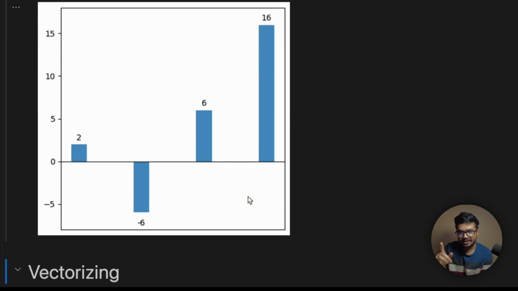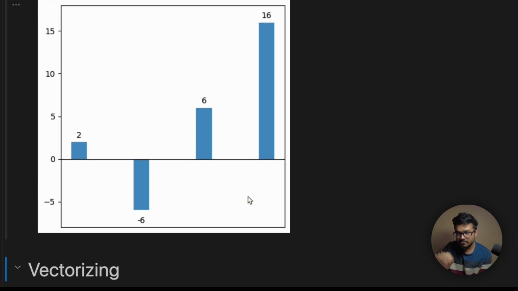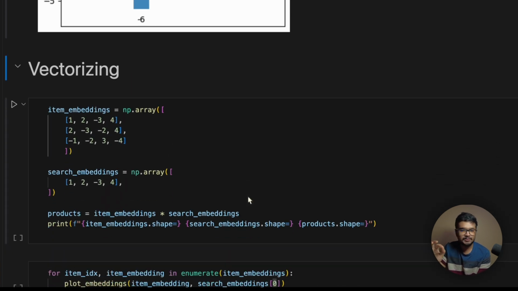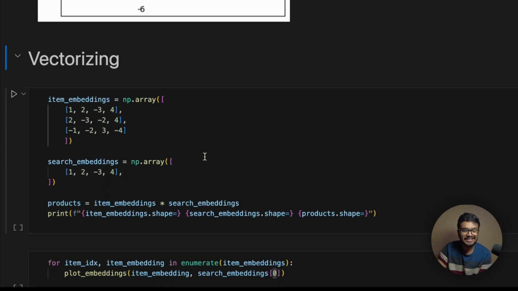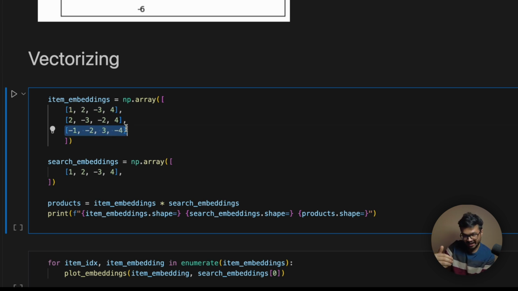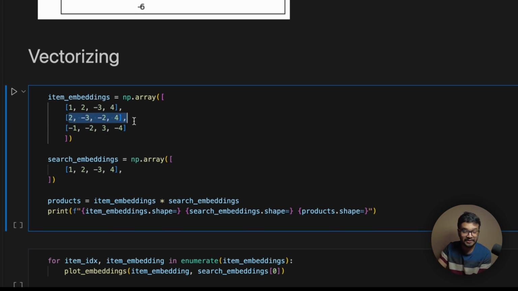Now I'm going to explain why we did this product in a bit, but before that, we have to talk about the concept of vectorizing. Now suppose instead of one item 1, we have 3 items. And each of these 3 items have their own vector embeddings. So item 1 is 1, 2, -3, 4. Item 3 is actually the reverse of that. So -1, -2, 3, -4. And the second one is some arbitrary another number, another embedding basically.